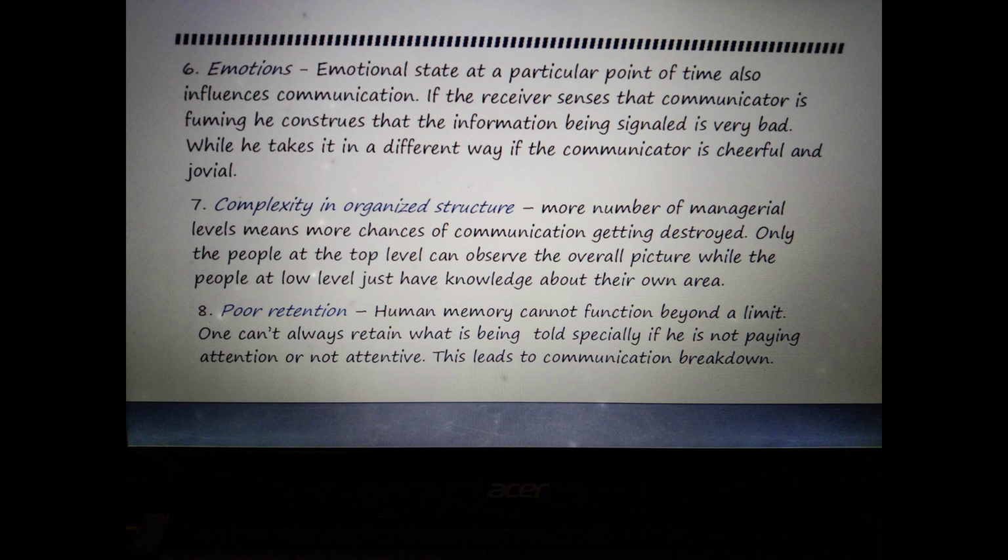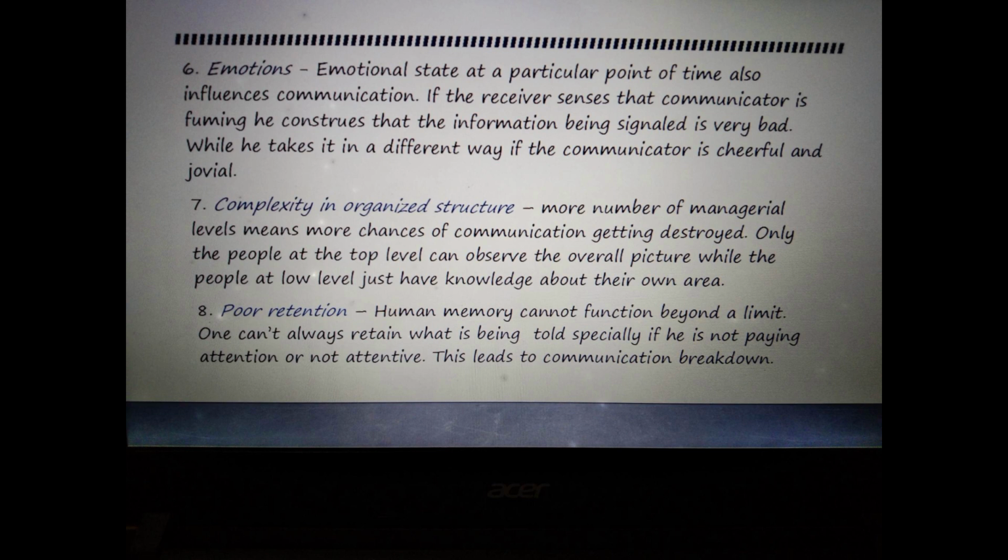Number 7, complexity in organizational structure. More managerial levels mean more chances of communication getting distorted. Only the people at the top level can observe the overall picture, while the people at the low level just have knowledge about their own area.